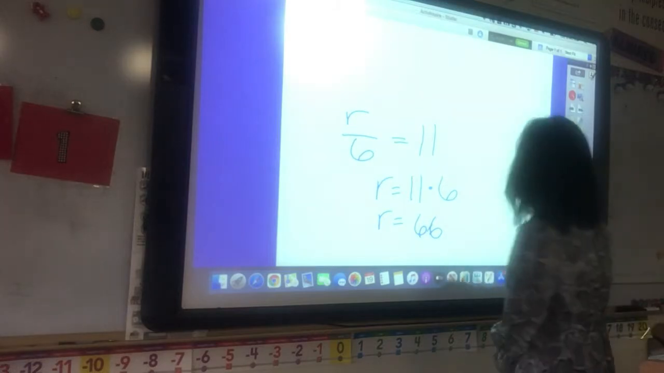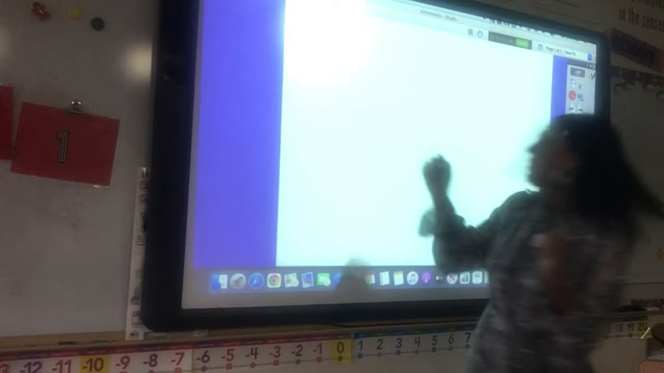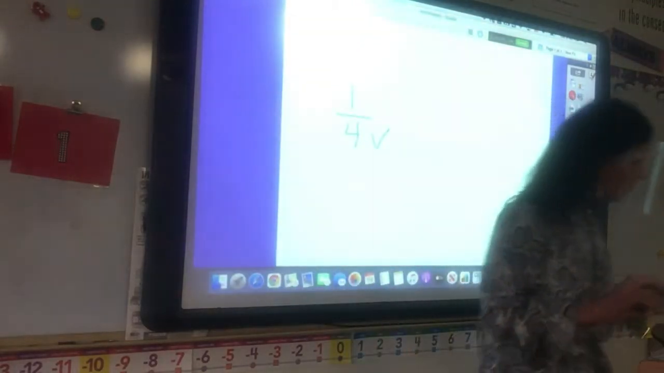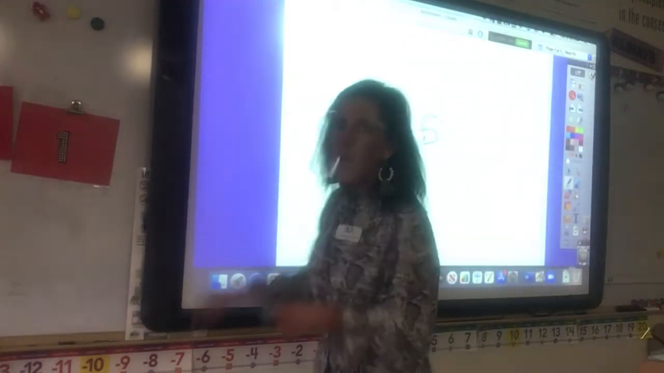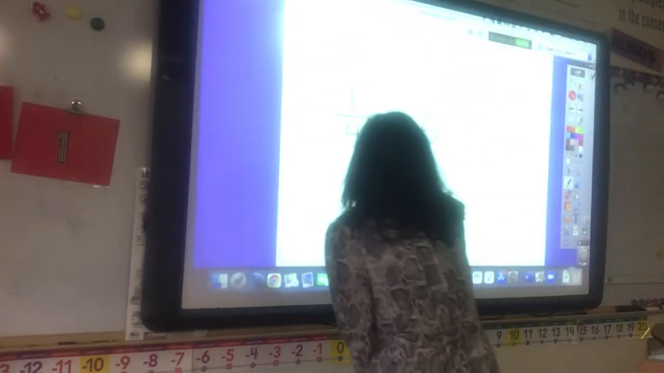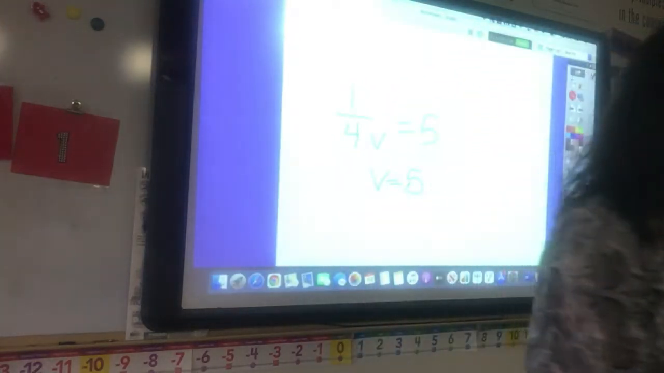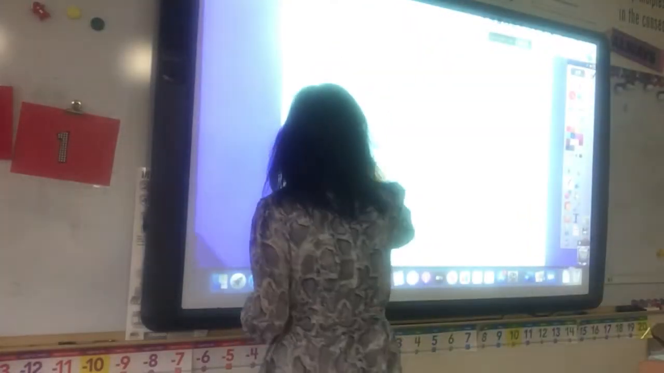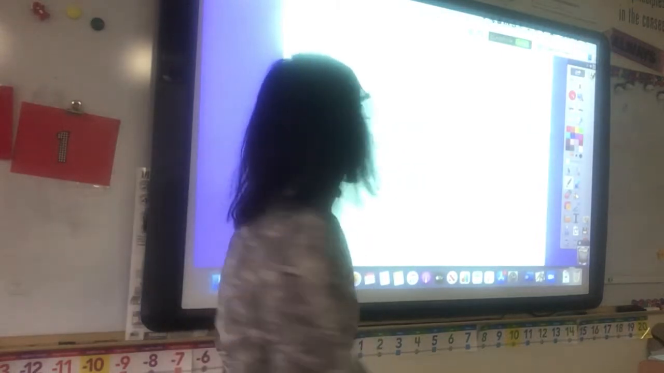Okay, let's look at this next one. You're going to have to think back to something we did first semester to answer this one. 1/4 v equals 5. We know that that's multiply because it's a number and a variable. So our middle step is v equals 5, what? If this is multiply, what happens when that comes over? I need to bring it over. Annika? You have to divide.